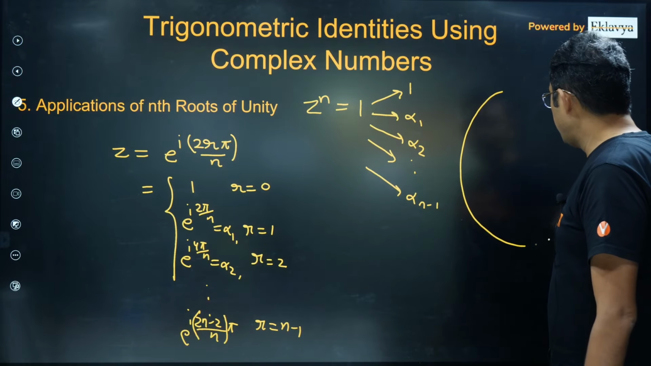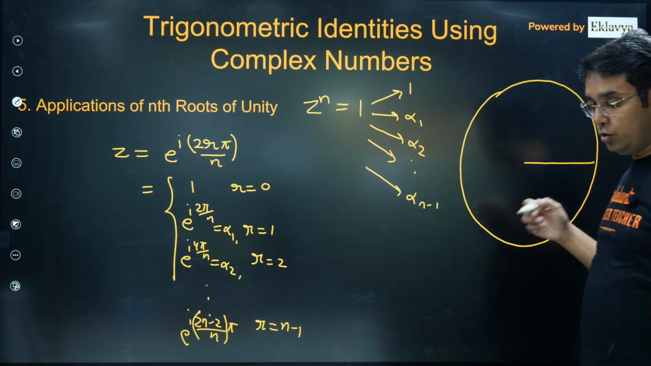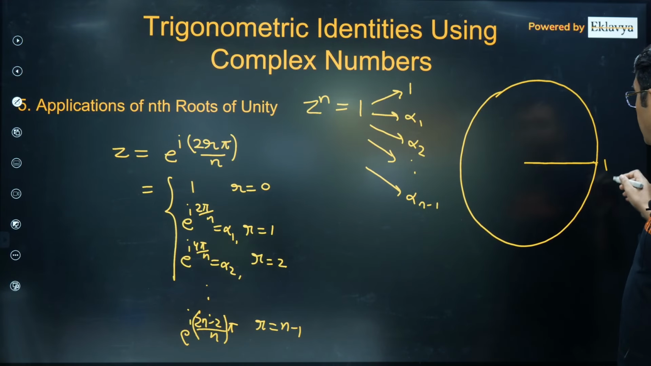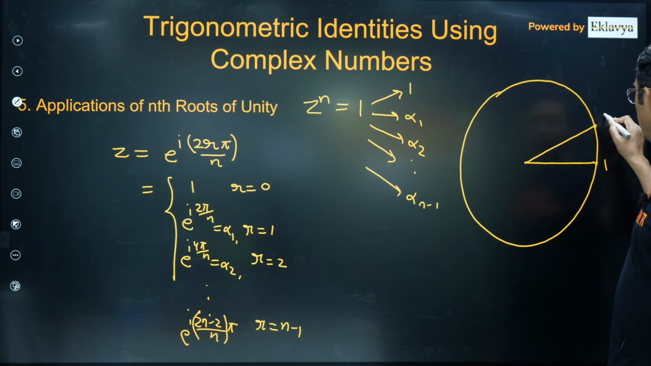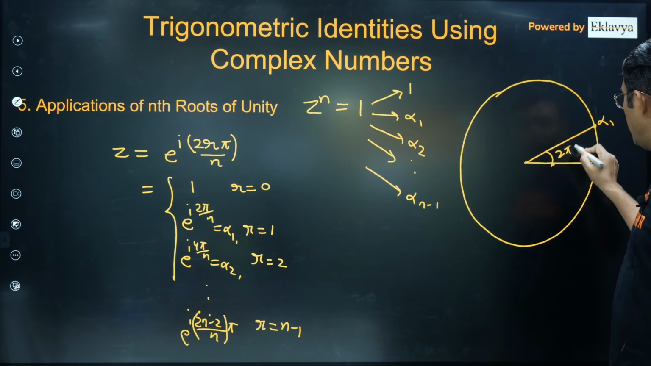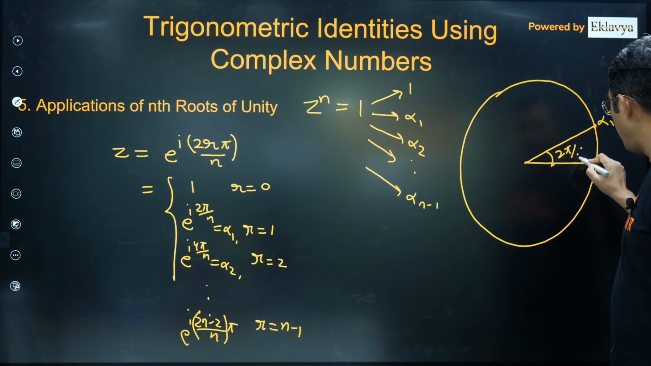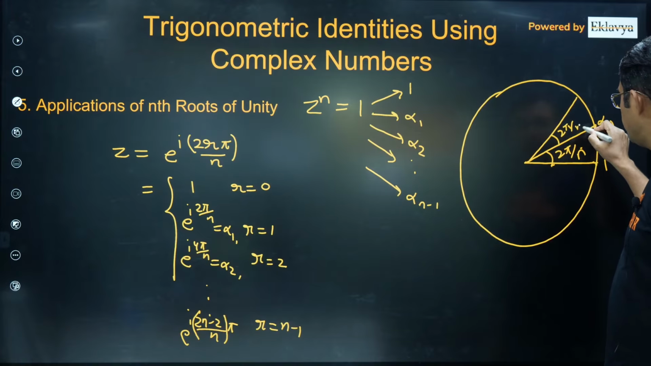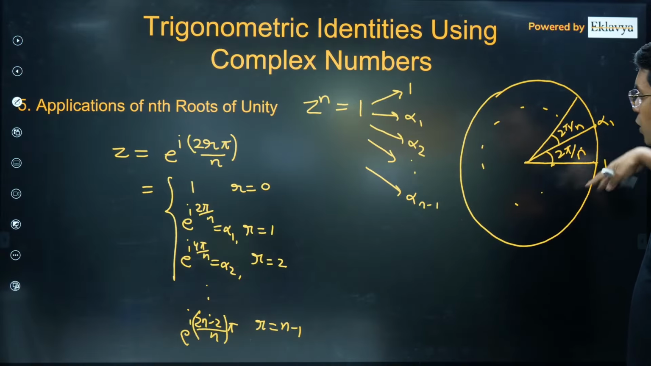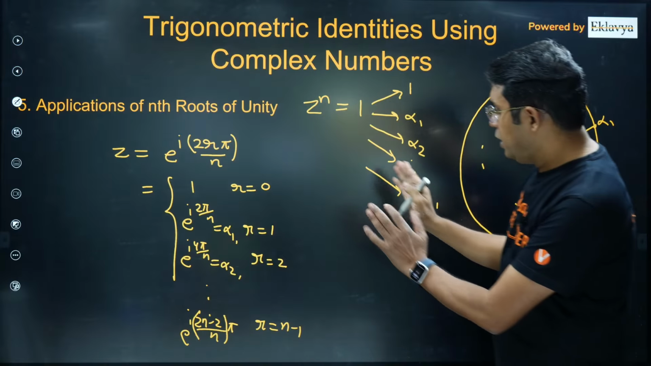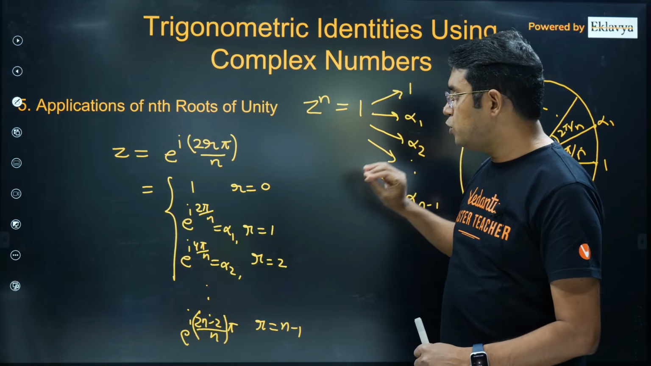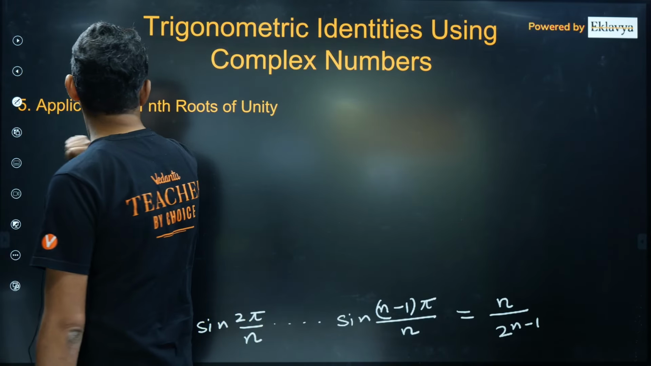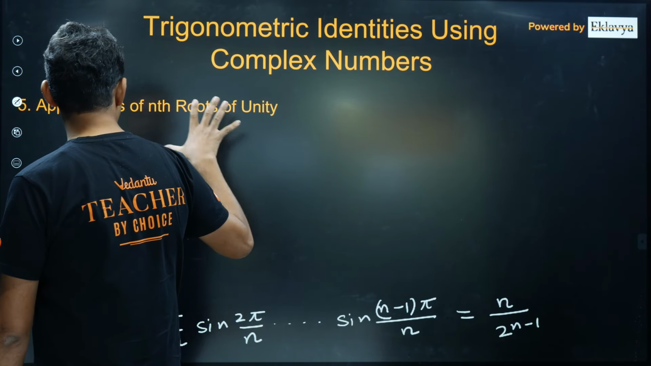There are some geometrical representations also of these roots. This is 1, if this is a unit radius circle, so your first root comes here, your second root alpha 1 will come here, which will be making an angle of 2 pi by n with this 1, and then the other root will be making 2 pi by n once again, and so on. So this is how all the roots are distributed there, but I will focus on this part: 1, e power iota 2 pi by n, e power iota 4 pi by n, and so on. Let's see how we are going to make the use of these nth roots of unity.